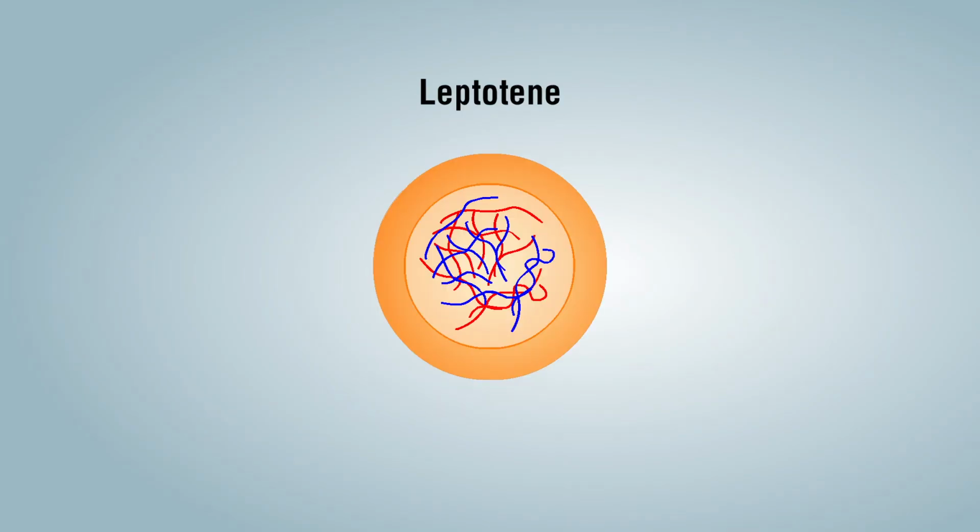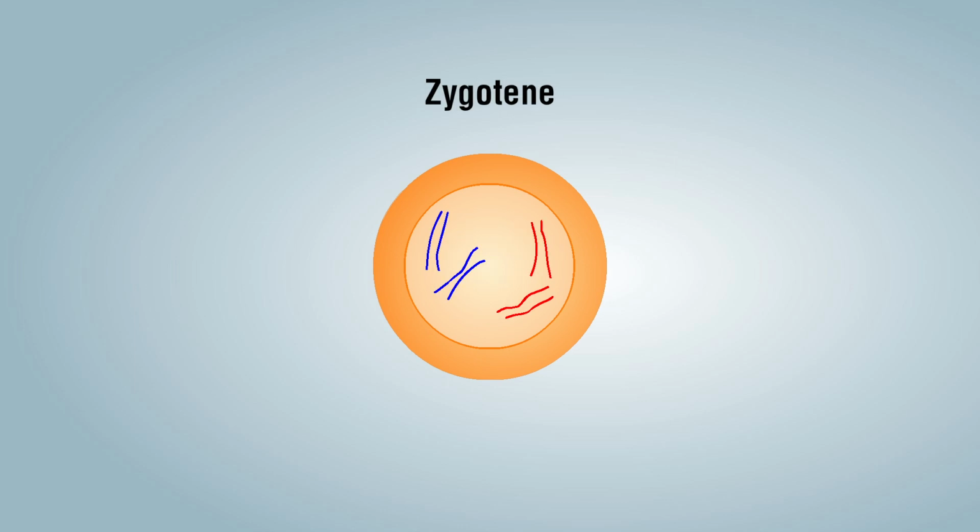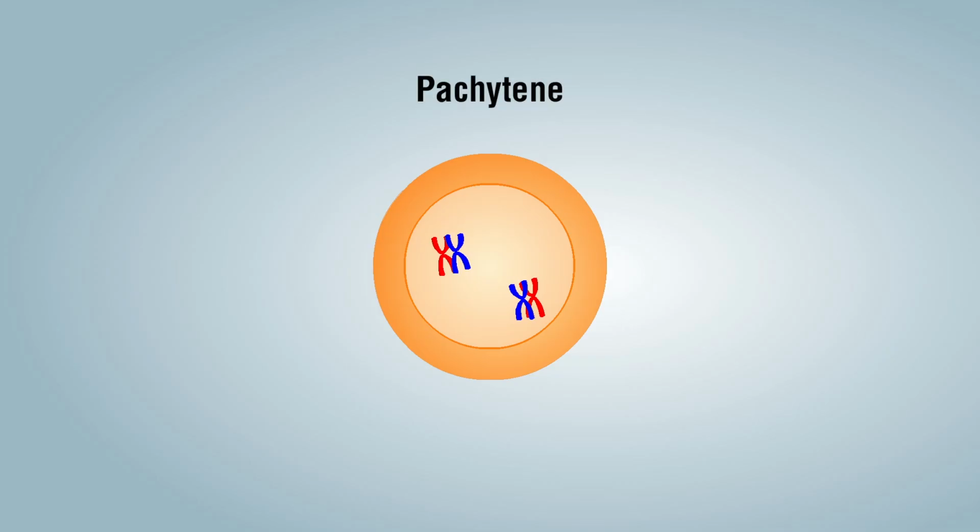Leptotene is the first substage of prophase I. In this phase, the chromatin threads condense and become shorter and thicker. The next stage after leptotene is zygotene. In zygotene, the homologous chromosomes form pairs through a process called synapsis. After the pairing of the homologous chromosomes, they are visible as paired chromatin threads, which are referred to as tetrads or bivalents.